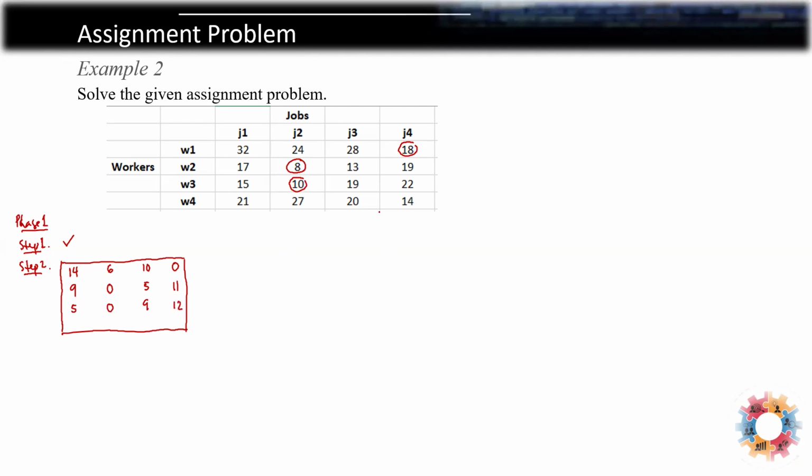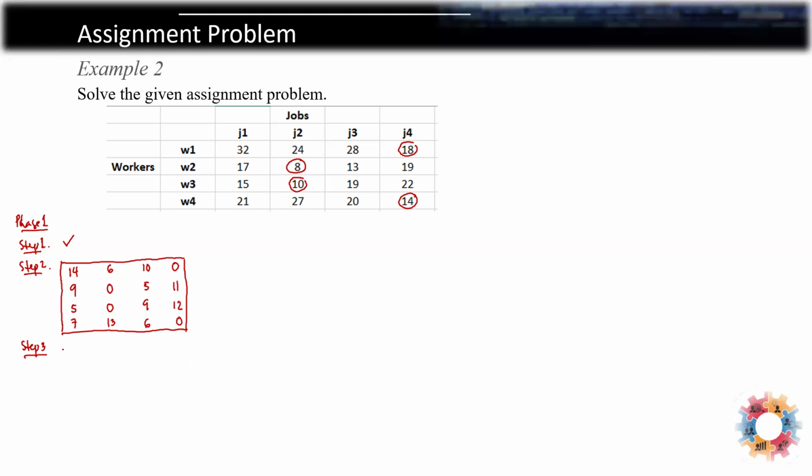Okay. And then the last row, the smallest is 14. So 21 minus 14 is 7. 27 minus 14 is 13. 20 minus 14 is 6. And 14 minus 14 is 0. Okay, so we're done with row reduction. Let's proceed now to step number 3, the column reduction.